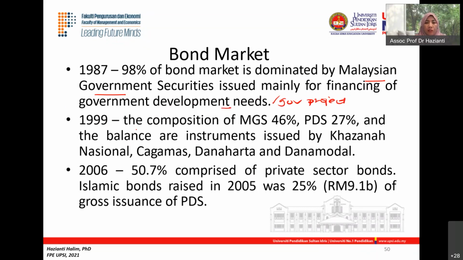Then 10 years later, the composition of MGS, the balance are instruments issued by Khazanah Nasional, Cagamas, Danaharta, and also Danamodal. These are all government owned. And starting 2006, we have private sector bonds plus the Islamic bonds. Islamic bonds are called Sukuk. In case you come across Sukuk when you read something, Sukuk is Islamic bonds. The concept is the same as a bond, but it is Islamic.